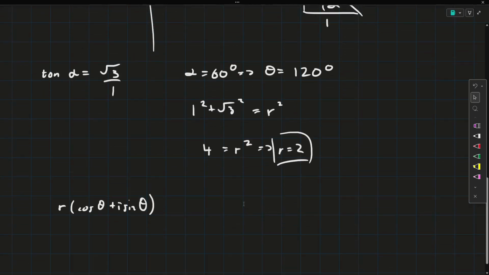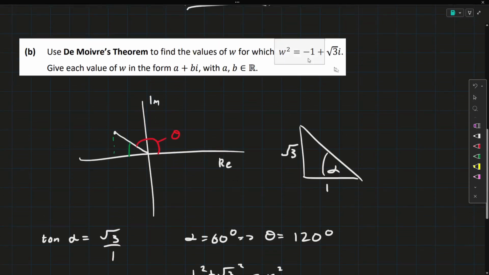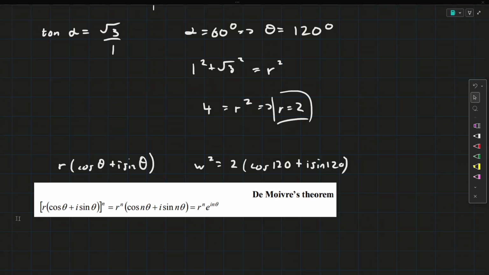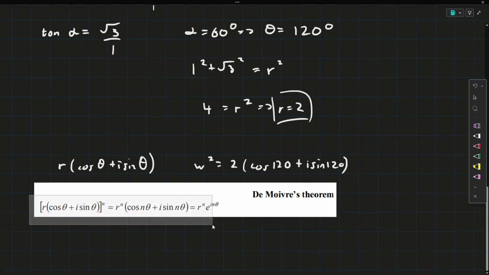But basically that means we're going to write our complex number, w squared. Instead of writing it as minus 1 plus root 3i, I'm going to write it as r, which is 2, multiplied by cos 120 plus i sine 120. And you can multiply that out and make sure that it's actually equal to this, just to double check if you'd like. So now what we can do is take both sides to the power of a half, and we can use De Moivre's theorem to do that.